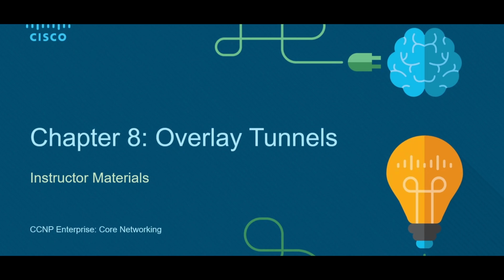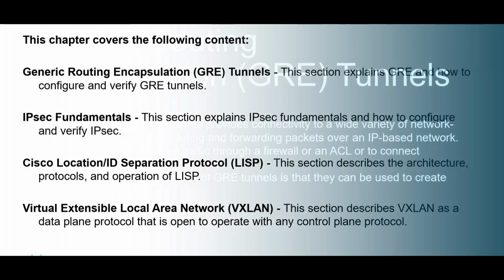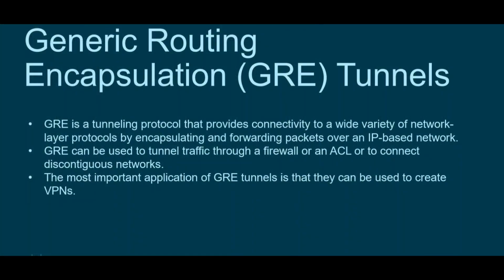So what is an overlay tunnel and how can we understand this topic? This is where I'm going to tell you. This part is divided into four parts: generic routing encapsulation (GRE), IPsec, Cisco LISP, which is another name for SD-WAN, and VXLAN. Now, what is the meaning of GRE?